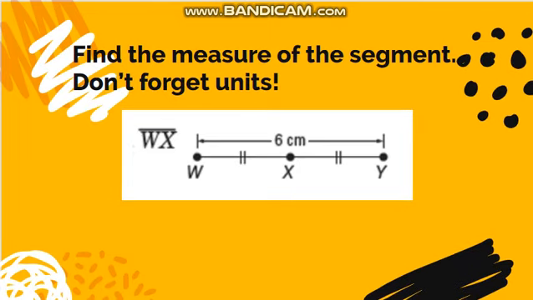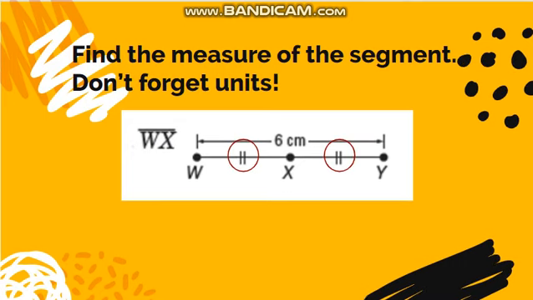In this one, we're being asked to find WX. We've been told that WY is 6 centimeters long. However, we're seeing these congruency markers, which means that WX and XY are the same length. And if they're the same length, then what we're actually seeing is that WX is going to be half the length of WY. So we divide 6 by 2 to find out that WX is 3 centimeters long.